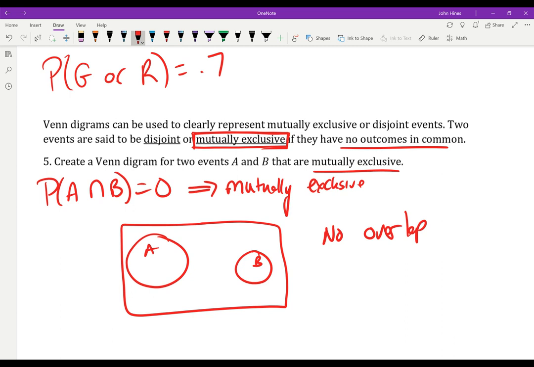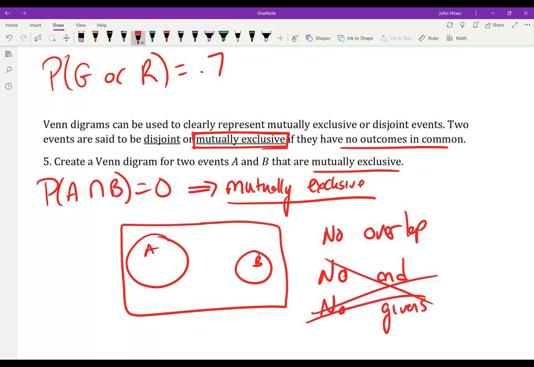Two events are disjoint, they're mutually exclusive, if they both cannot happen at the same time. I leave this for the Venn diagram lesson because this is the picture I want you to think of. When you see mutually exclusive, there's no and. There's no and probability, and there's no given probabilities. If you don't have ands and you don't have givens, if those are all 0, you have mutually exclusive events.